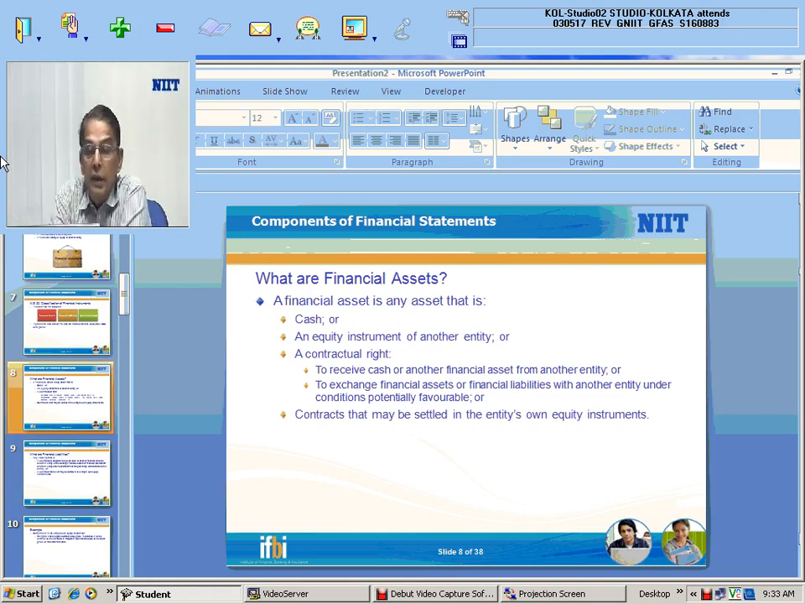Or a contractual right to receive cash or another financial asset from another entity, or to exchange financial assets or financial liabilities with another entity under conditions potentially favorable, or contracts that may be settled in the entity's own equity instruments. So we have a broad definition of financial assets: cash, investment in shares or other equity instruments issued by other entities, and receivables, a contractual right to receive cash or another financial asset from another entity. Trade receivables come under financial instruments, as do loans to other entities.